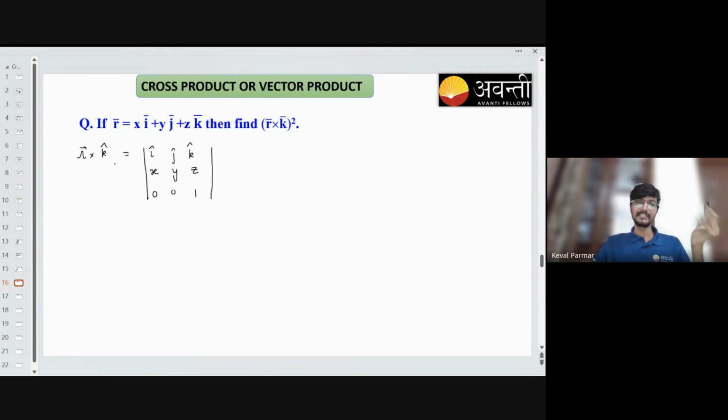So I cap and J cap coefficients are 0. So I'll get I cap into Y minus 0, minus J cap into X minus 0. Correct? Plus K cap into 0. That means Y I cap minus X J cap. Now I have to find its modulus.